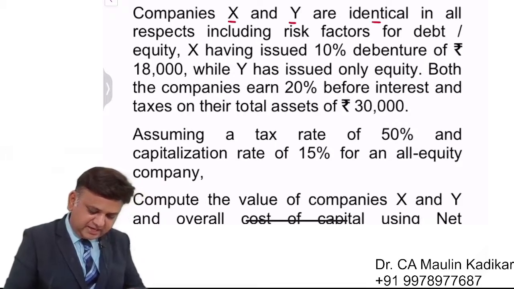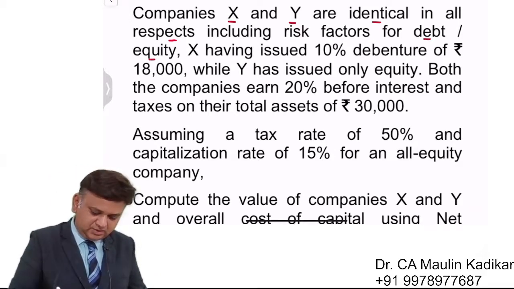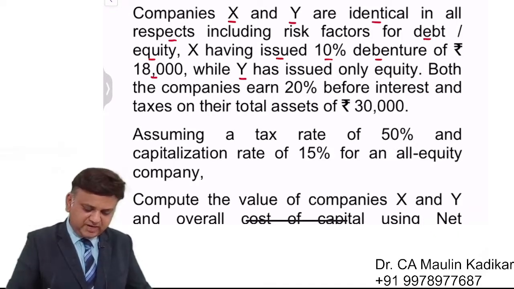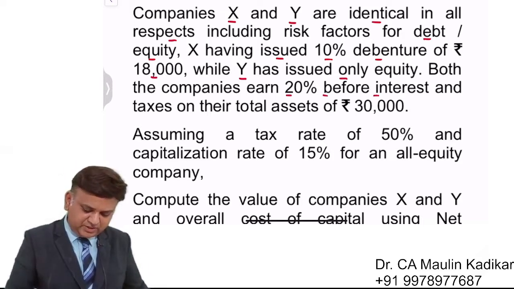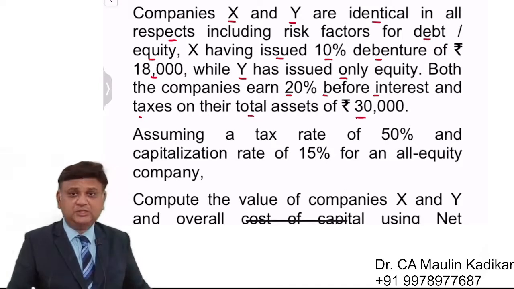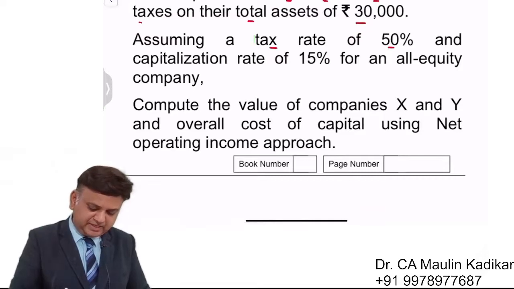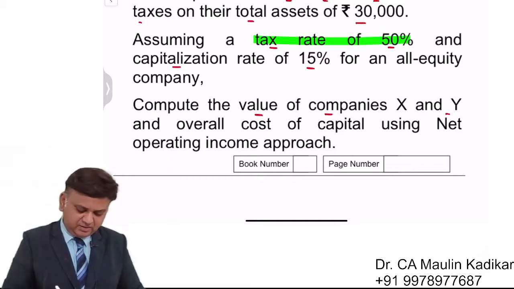Company X and Company Y are identical in all respects, including the risk factors for the debt equity. X has issued 10% debentures of rupees 18,000, Y has issued only equity. Both the companies earn 20% before interest and taxes on their total assets of 30,000. Assuming a tax rate of 50% and a capitalization rate of 15% for an all equity company, compute the value of X, the value of Y, and the overall cost of capital using the NOI approach.